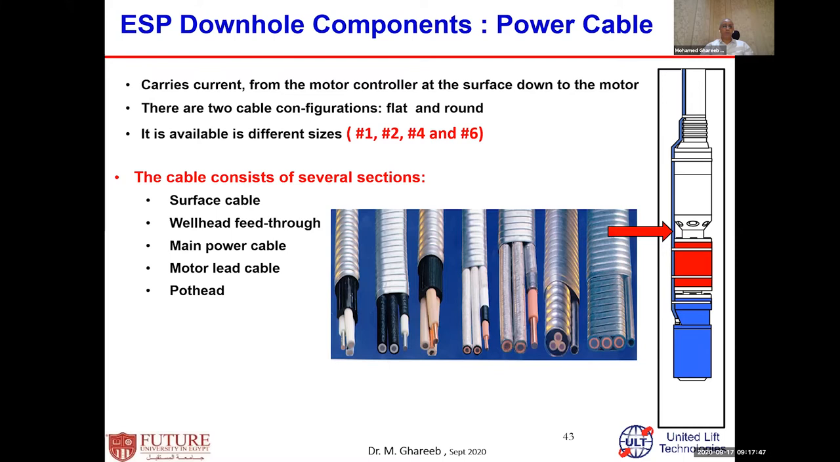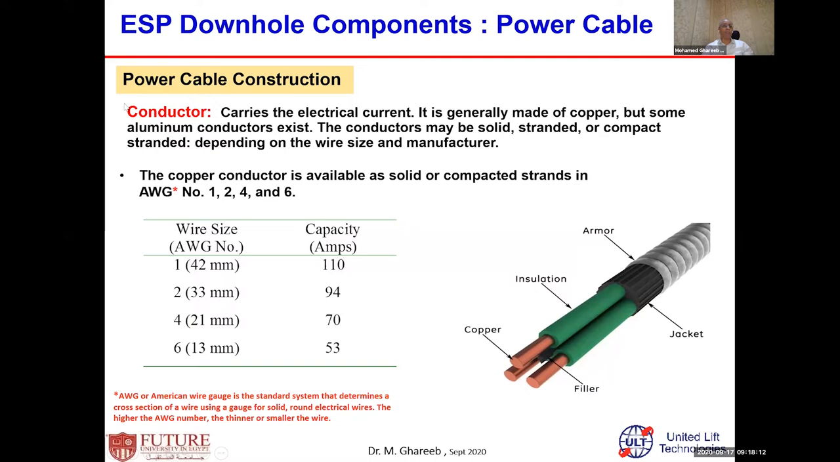What is the main component of the cables? As we said, the cable has different components. If you look here, for each cable you see how many components it has: outers, inners, conductors, and so on. One of the main components of the cable construction, and a very important one, from which you can know the cable size, is the conductor, which just carries the electric current. This is a conductor.